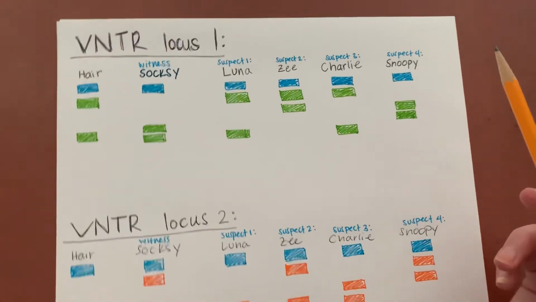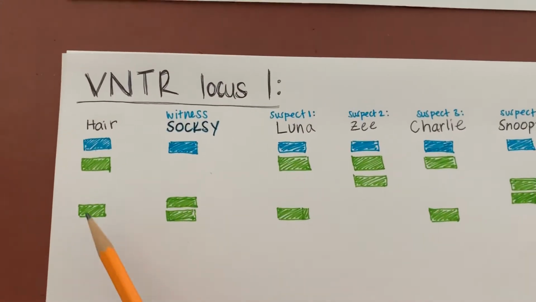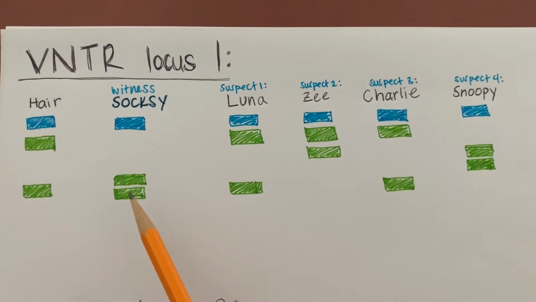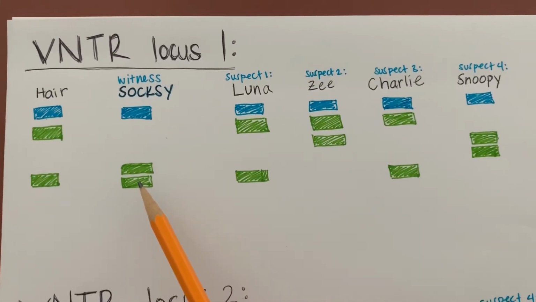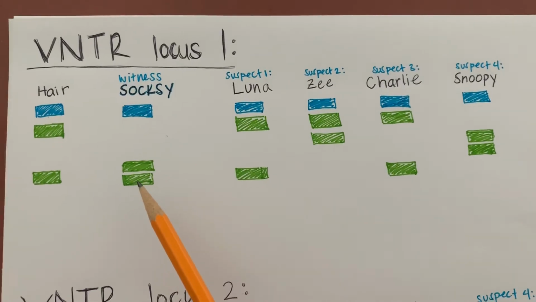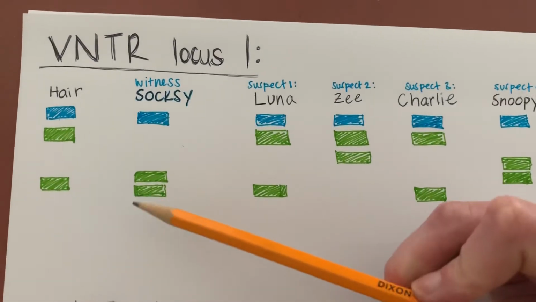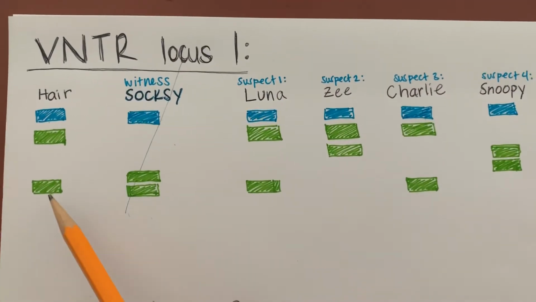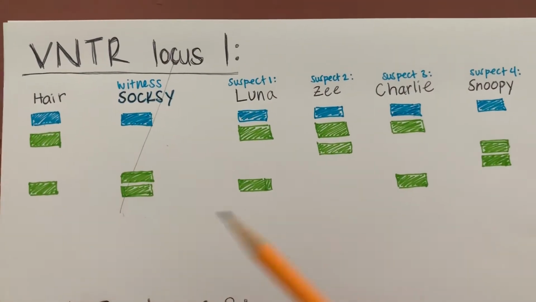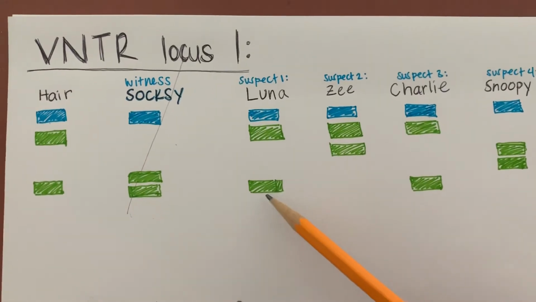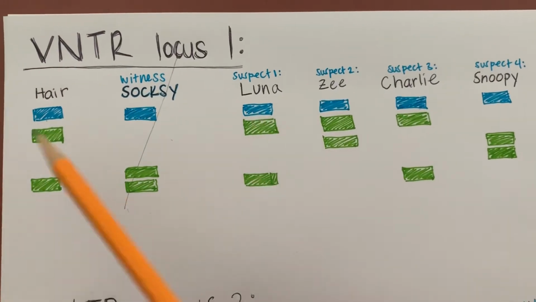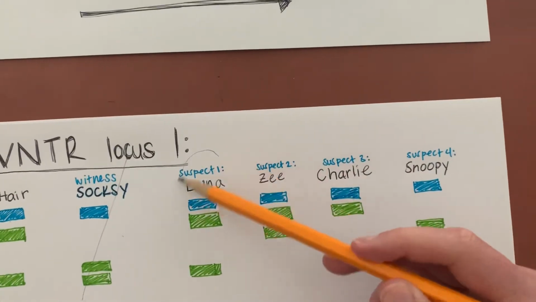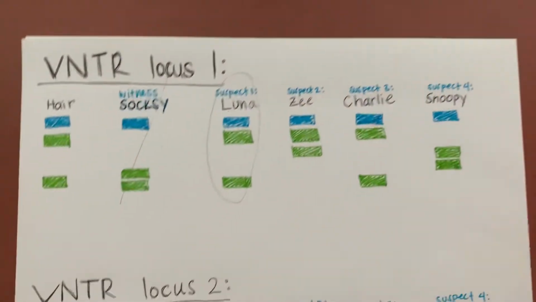Now, to look at locus 1, we look first at the hair sample. Our first comparison is our witness, Soxy. Now, as you can see here, Soxy can be eliminated as a suspect because she does not have the identical band pattern as the evidence found at the scene. Our next suspect is Luna. Now, she has all 3 bands identical as the evidence that was found on the scene, so she can now be considered a prime suspect.